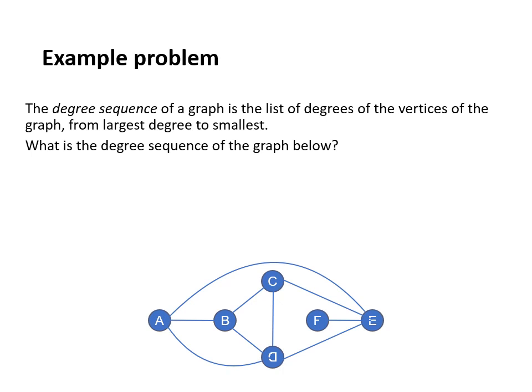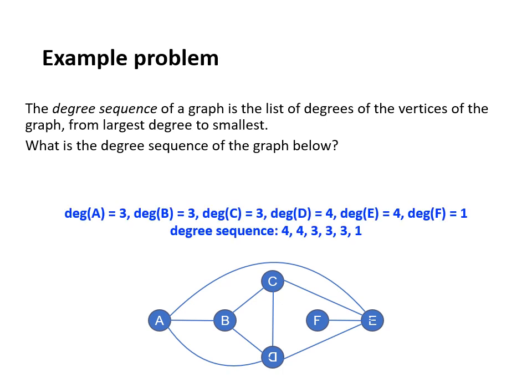So degree of D is 4, C is 3, F is 1, and E is 4. So we would start with 4, and then we will have another 4, which will be E, and then we will have 3 for A, 3 for B, 3 for C, and F is 1. So this is the degree sequence.